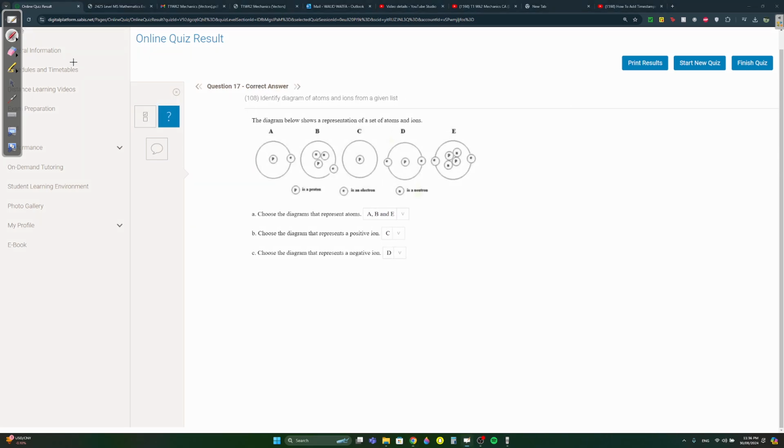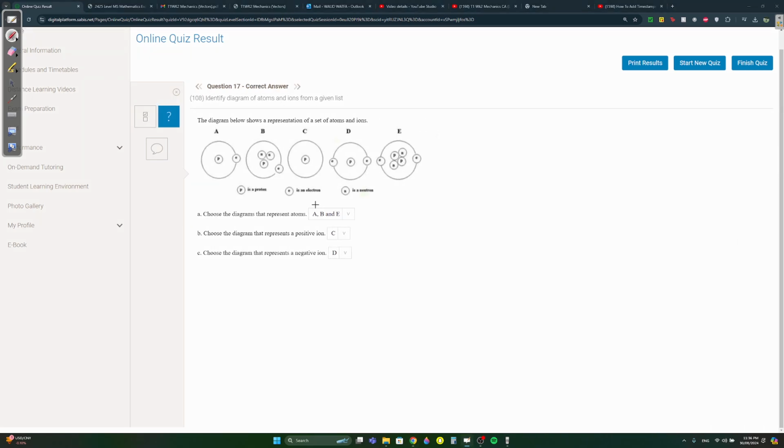Question 17. Choose the diagrams that represent atoms. Atoms are supposed to be neutral. So if it's an atom, that means it's neutral. So P and E, they cancel, so it's neutral. The neutrons don't count. P and E cancel out, neutral. Here, P, there's no electron to cancel it out, so it's not an atom. It's an ion, a positive ion. Here, P but two E's, so it's more negative, so it's a negative ion. Here, P, P, E, E, they cancel each other out, so it's correct.